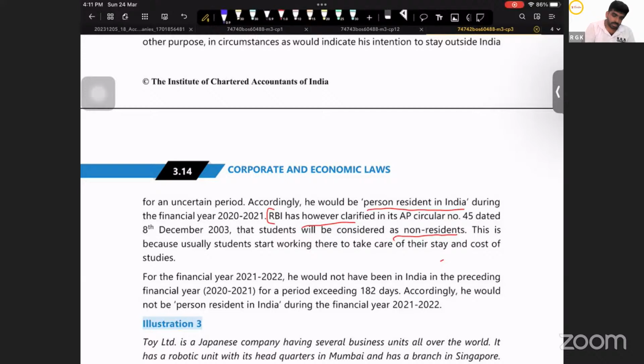See, remember the word used here: not be a person resident in India. It's not just a person resident in India; he should be classified as not a person resident in India, or he should be a person resident outside India.